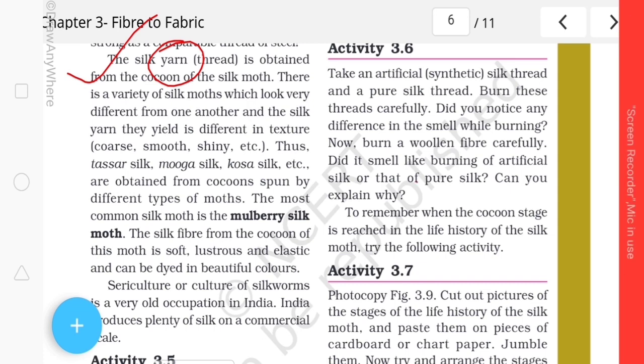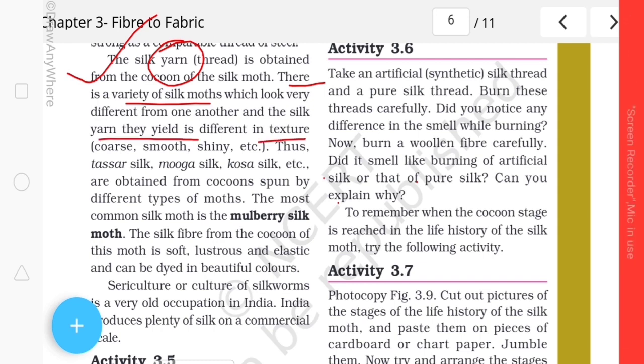There is a variety of silk moths which look very different from one another. They may differ in colors or in sizes. Some of them may be very small, some of them may be very big. So there is a lot of variety in silk moth, and at the same time they yield different textures, means they yield different qualities of fiber.